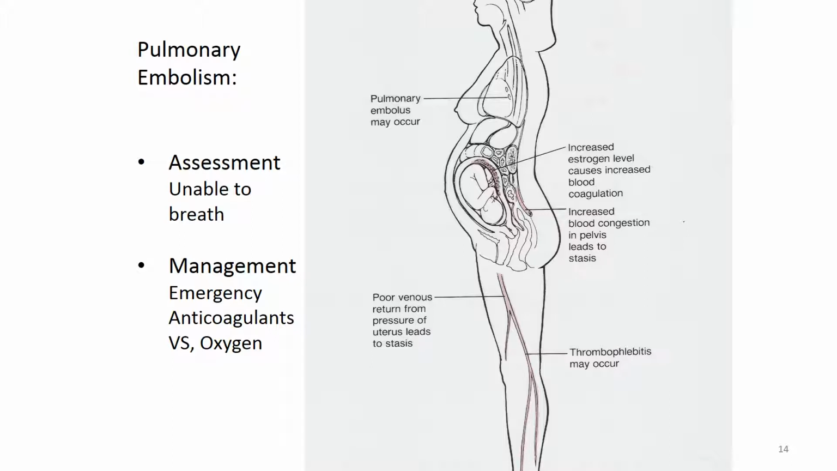Risk factors include pre-pregnancy varicosities, obesity, advanced maternal age, and smokers. Another reason why not to smoke. Other risk factors include elevated fibrinogen levels, dilated lower extremity veins, long periods of inactivity, and prolonged delivery time or time in the stirrups.